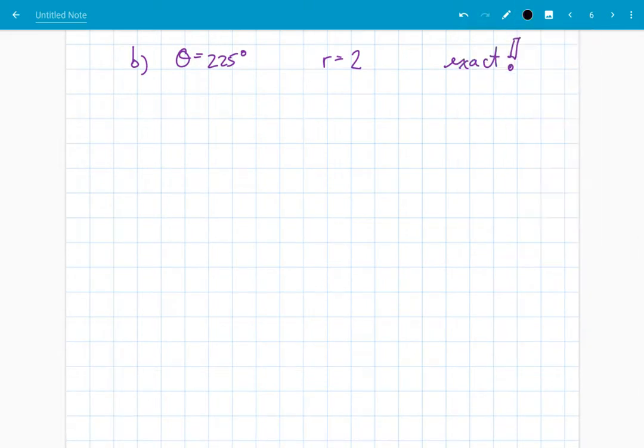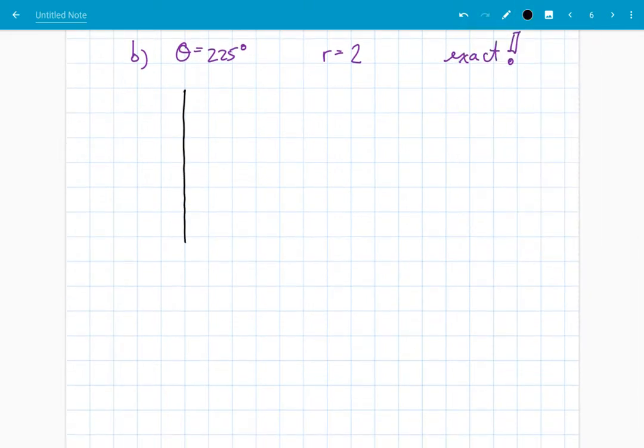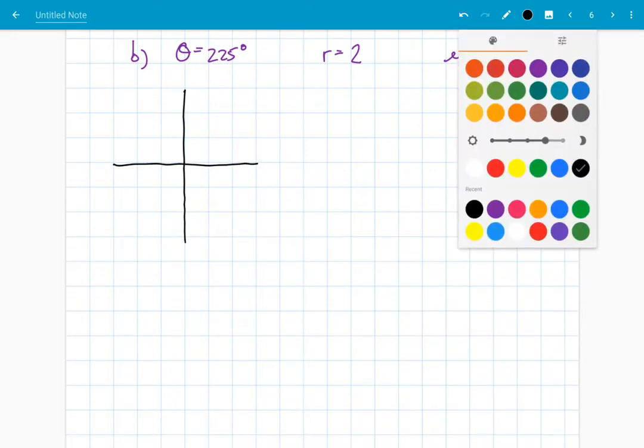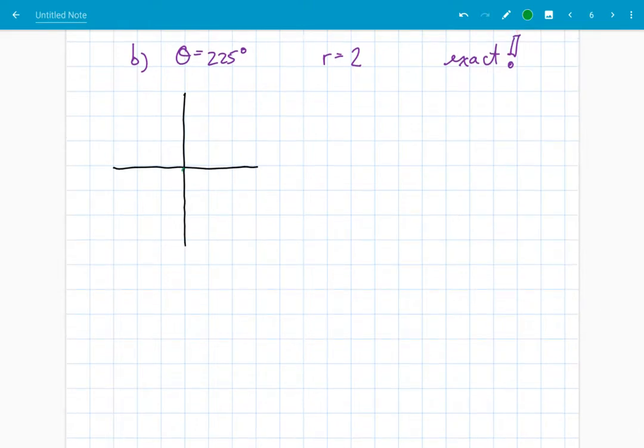Okay, so we start with a sketch. Which quadrant are we in? Not the first, not the second. We're in the third quadrant. 225 degrees. That's theta. Right? Initial arm, terminal arm. What's beta? Well, beta will be 45 degrees. I think we already did this one actually. 45 degrees right there. Okay, we just need x and y.